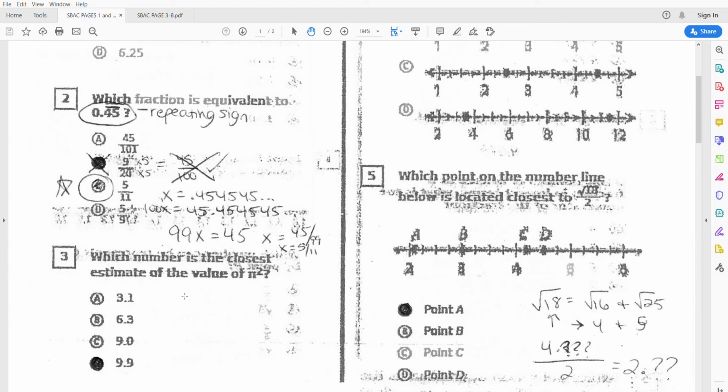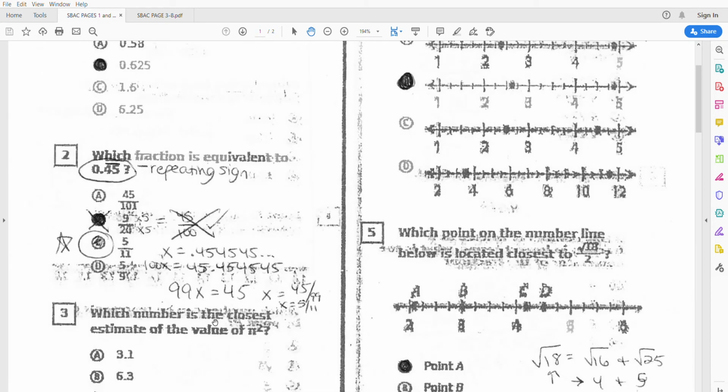Going down to number 3, which number is the closest estimate of the value of pi squared? So you know that pi is 3.14, and you know that 3 squared is 9, so it can't be 9 because that would be 3 squared and you're dealing with 3.14. If you square 3.14 times 3.14, you do get close to 9.9. So that's a good estimate.